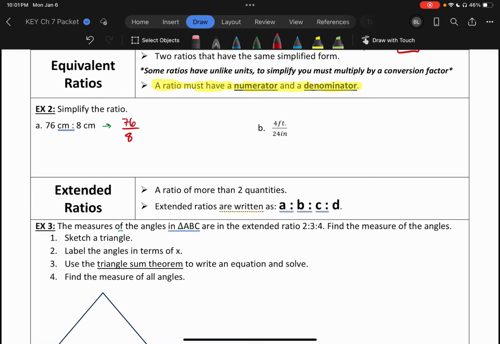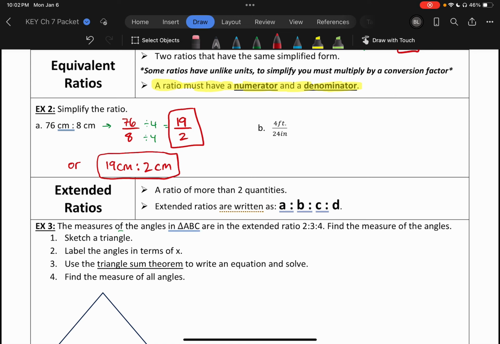If we wanted to simplify this, I know that 76 can be divided by 4 and 8 can be divided by 4. When you're simplifying fractions, you're looking for the largest number that you can divide the top and bottom both by. If I divide the top by 4, 76 divided by 4 gives me 19. 8 divided by 4 on the bottom gives me 2. So in simplified form this would be 19 over 2, or if you wanted to write it in the same format, you could say 19 centimeters to 2 centimeters. Either one of these answers is acceptable.